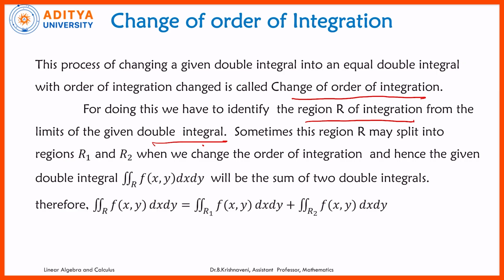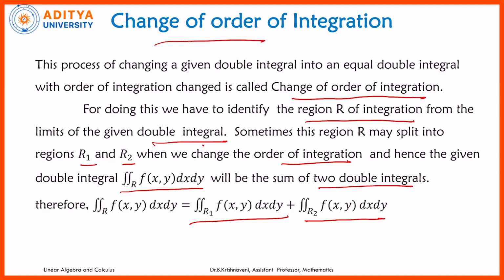Sometimes this region may split into two regions R1 and R2 when we change the order of integration. Hence the given double integral, double integral over R of f(x,y) dx dy, will be the sum of two double integrals, the double integral over R1 plus the double integral over R2. So in order to change the order of integration, first of all we have to identify the region of integration by taking the limits given in the question. Thereafter, we need to take the strip accordingly.